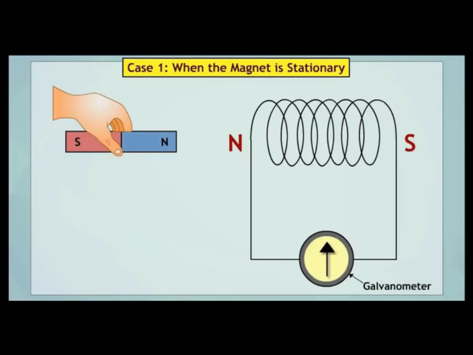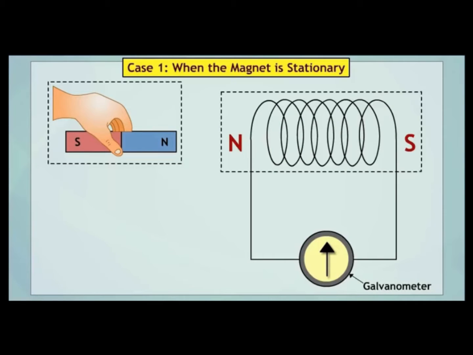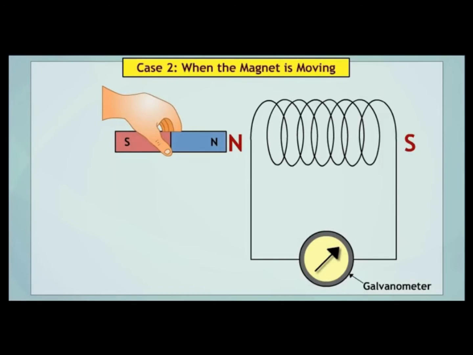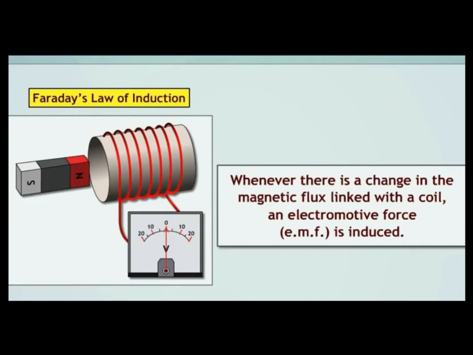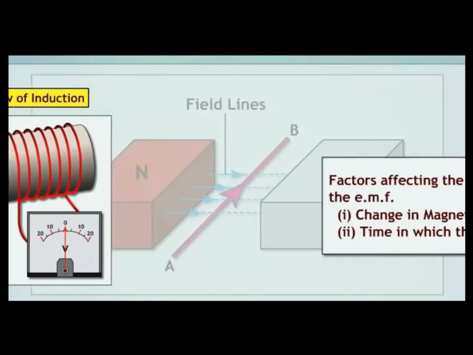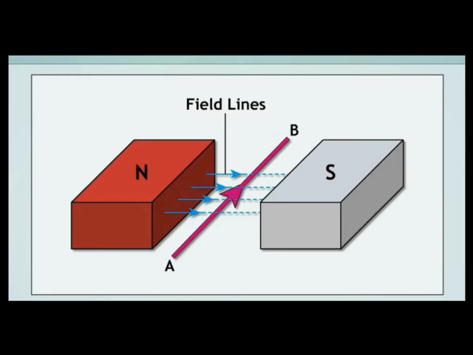According to Faraday, when there is no relative motion between the magnet and the coil, the magnetic flux within the coil remains constant. So, the galvanometer shows no deflection. But when the magnet is moved toward the coil and vice versa, the magnetic flux changes and the EMF is induced in the coil. The magnitude of the induced EMF is directly proportional to the rate of change of the magnetic flux linked to the coil. There are two factors affecting the magnitude of EMF, which are the change in magnetic flux and the time in which the flux changes. The direction of the induced EMF depends on whether there is an increase or decrease in the magnetic flux.